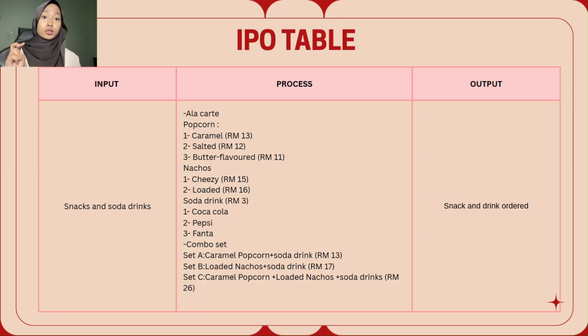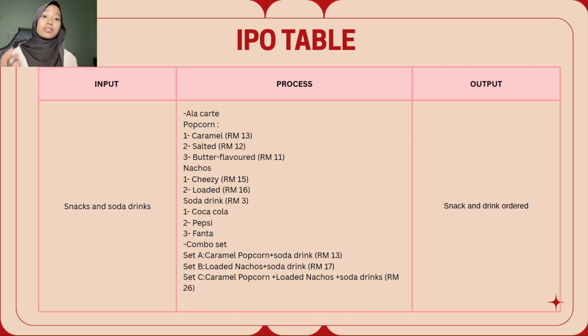For nachos, we have two different types, which are cheesy and loaded. Cheesy is 15 ringgit, loaded is 16 ringgit. For soda drinks, we have the same price, which is 3 ringgit, and three types: Coca-Cola, Fanta, and Pepsi.